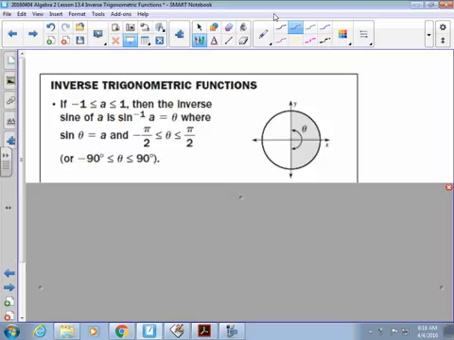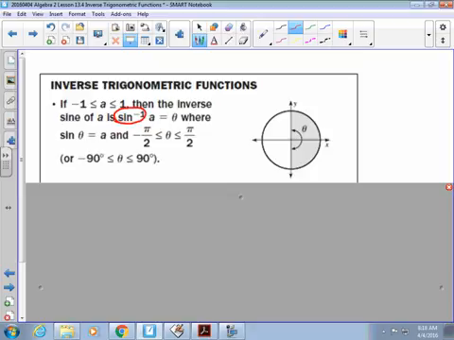The first one says if -1 is less than or equal to a, and a is less than or equal to 1, then the inverse sine of a is sine, when you see this symbol right here, and you can see these when you look at your calculators, sine to the -1 right there, that's talking about the inverse of it. You only use that button on your calculator when you're looking for an angle measurement, and I'll show you how. That's when we get to example number 2, not the ones we're looking at with example 1. But it says a is equal to theta, where sine of theta is a, and negative pi over 2 is less than or equal to theta, and less than or equal to pi over 2.